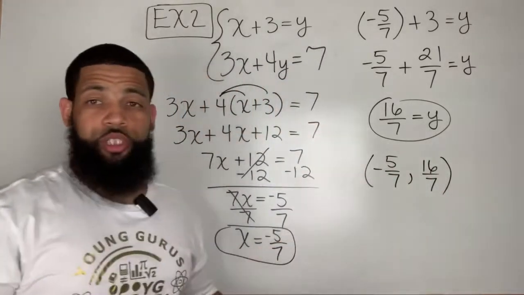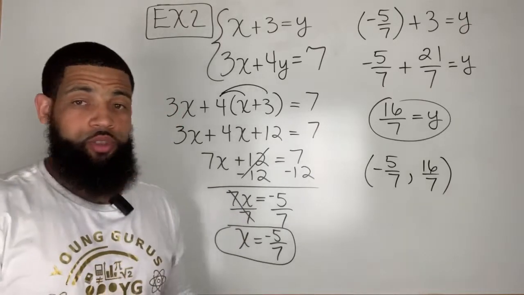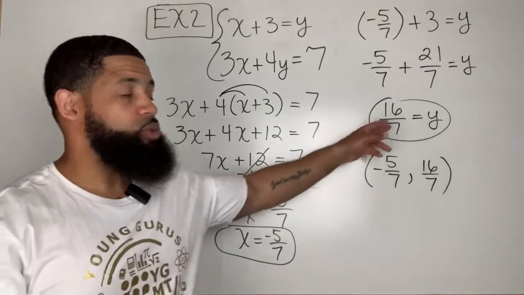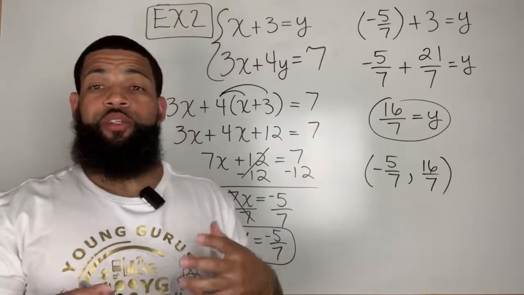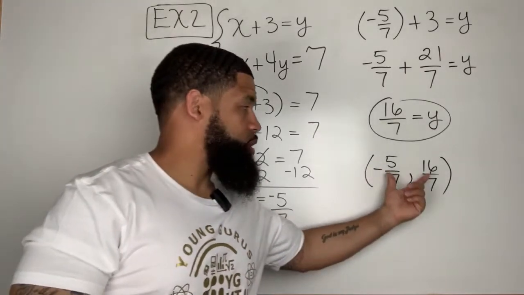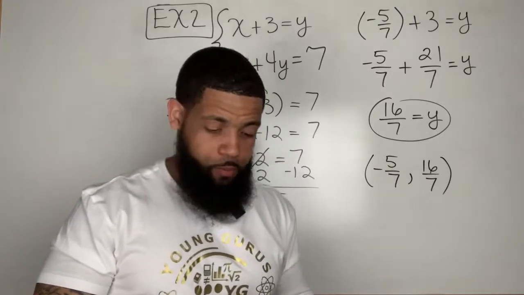Once again, your solution is always going to be an ordered pair. Just because we solve for x and we solve for y, that tells us the x coordinate and the y coordinate. Our answer is going to be an ordered pair.